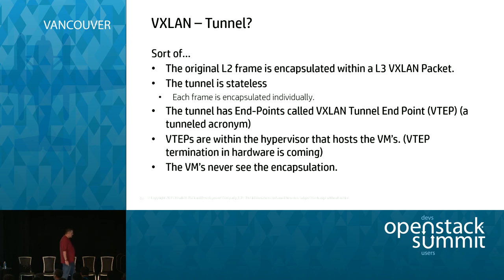Yeah. Well, sort of. So essentially what happens is your original layer 2 frame is encapsulated within a layer 3 VXLAN packet, right? The tunnel itself is stateless. So it is a tunnel, but it's a tunnel created every single time a packet's sent. That's a big deal. So each frame gets encapsulated individually, right? So no state. The tunnel has endpoints. Endpoints are called VTEPs, right? VXLAN tunnel endpoints. This is another important detail to remember if you're working with those.